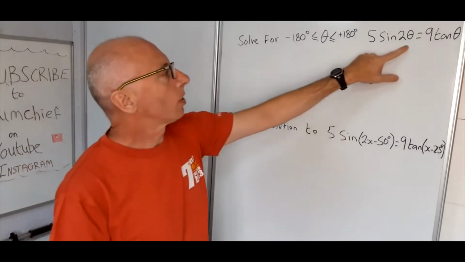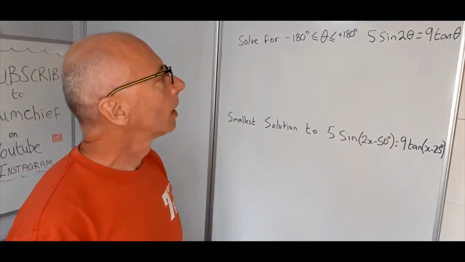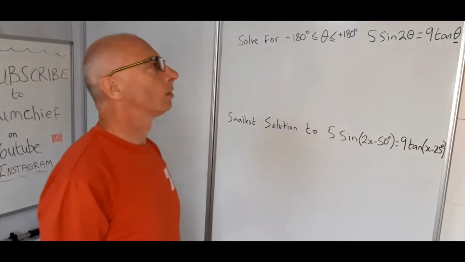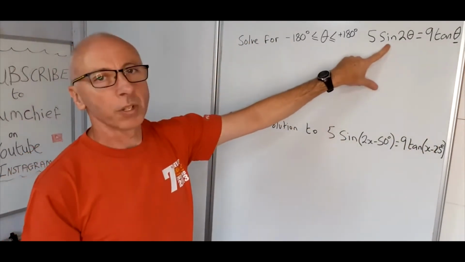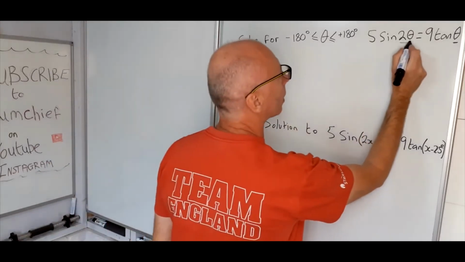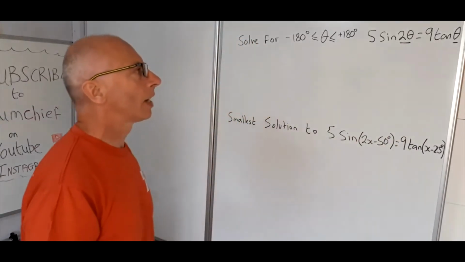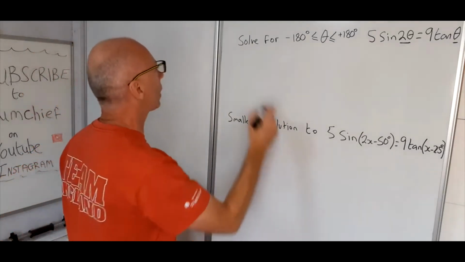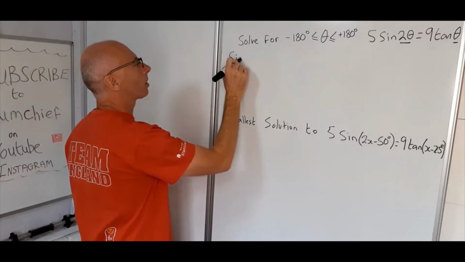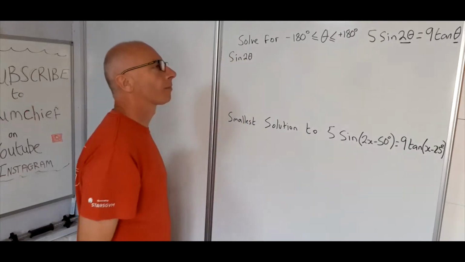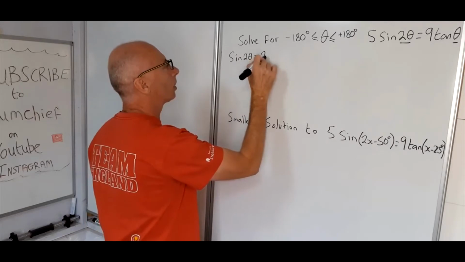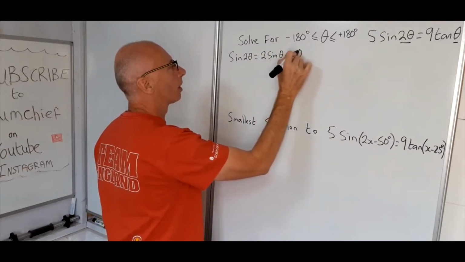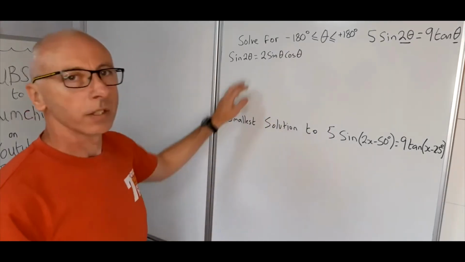So 5 times sine 2 theta equals 9 tan theta. Well, we can see that theta is in the single angle formula, but the sine is in the double angle formula. So we've got a little bit of a problem already. To solve that, we've got the double angle formula for sine. What we do know is that sine of 2 theta is equal to 2 sine theta cosine theta. So that's the double angle formula.